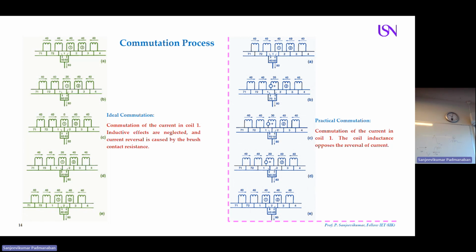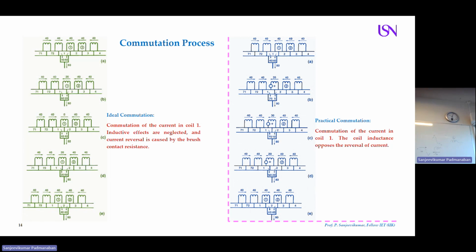You know the meaning of ideal, which is not a practical situation. Now, what happens in the practical situation during the commutation process is an example here. My brushes are fully in coil 1. I got 80, but I moved only 25% to coil 2. Look here. Here it is 75. This is 5. This is the practical case.